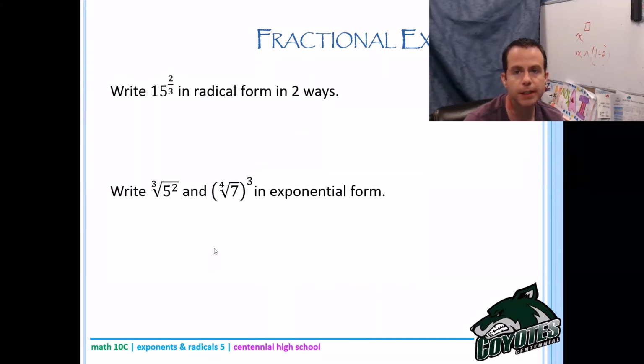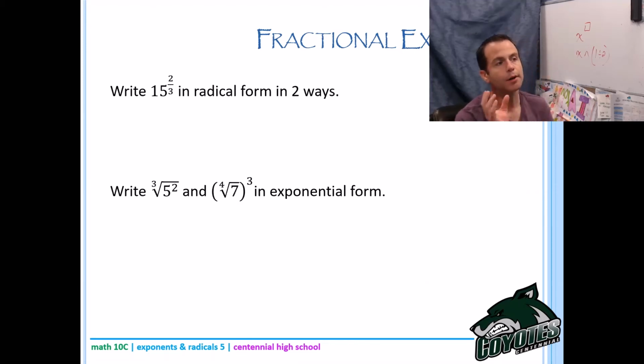Write 15 to the 2 over 3 in radical form in two ways. Well, I know that the bottom 3 is going to be my root index, so that'd be the cubed root of 15. So either I would say the cubed root of 15 all to the 2, or the cubed root of 15 squared.